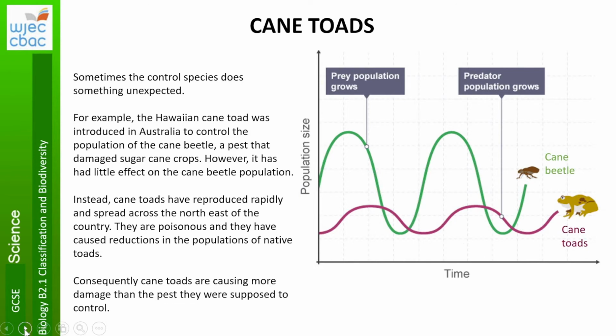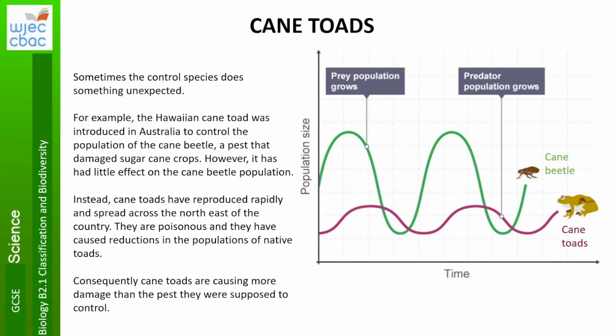So in this final example that we've got here, again, this is an Australian example, and it's to do with cane toads. So sometimes the control species does something completely unexpected. So in Australia, they had a huge problem with a beetle. The beetle was called the cane beetle, and cane beetle like to eat sugarcane. And sugarcane was quite a big crop that was being grown in Australia. And they didn't want to use pesticides because they accumulate in the food chain. So they thought they'd look at what ate cane beetles and introduce those instead. So they found the Hawaiian cane toad.